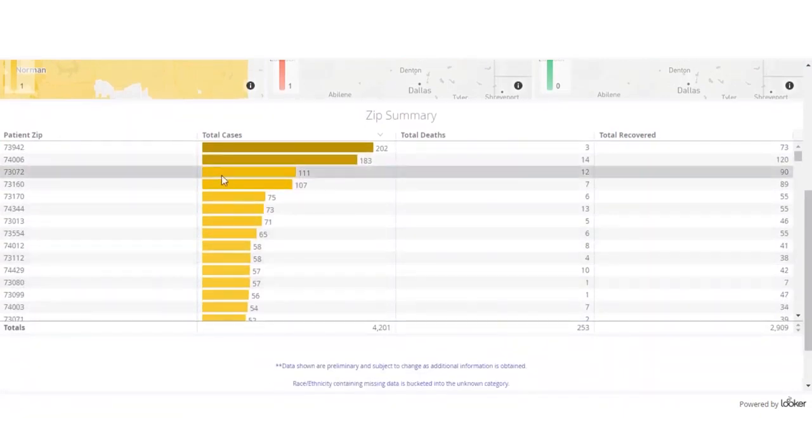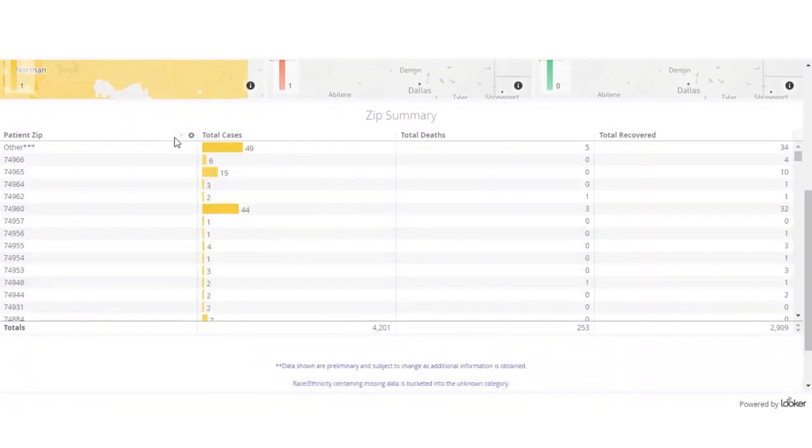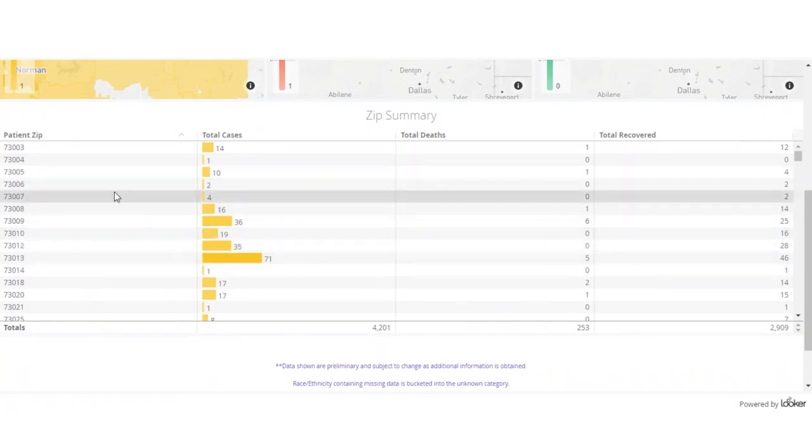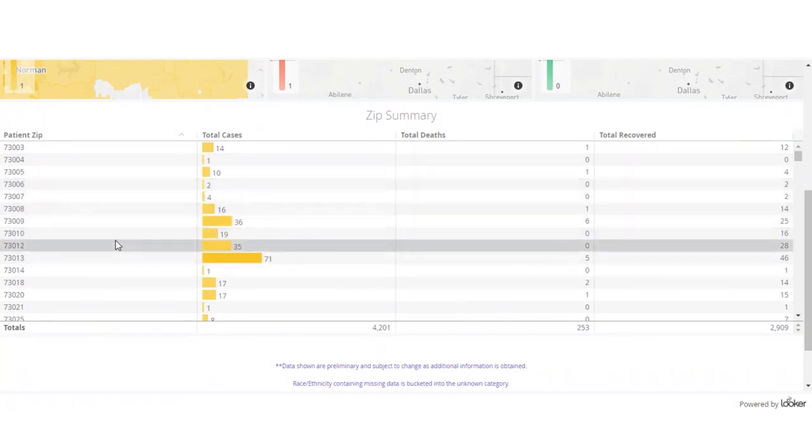And also, if you are wanting to sort for a particular zip code numerically, using the arrow function to click, it allows you to go through a numeric list of those zip codes.